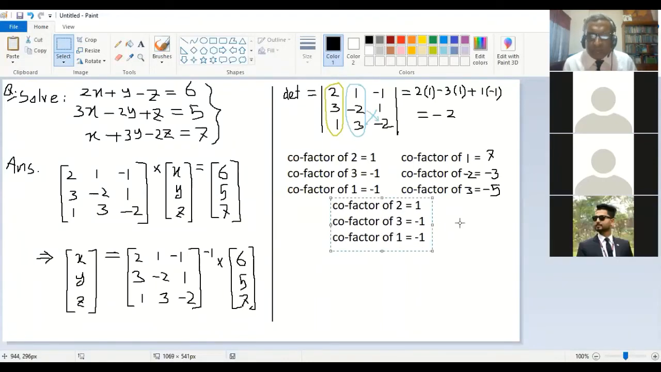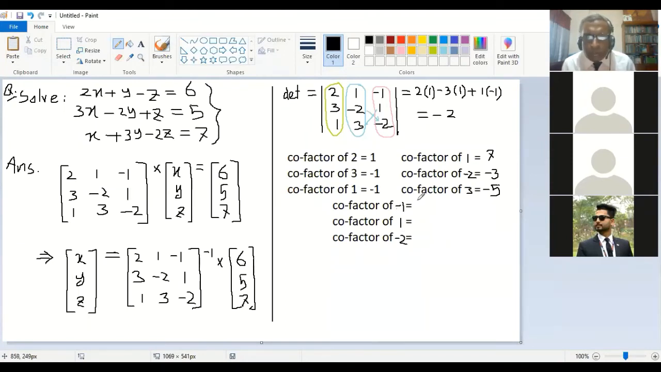-5, sir. -5. Okay, good. So let me go for the last column. What are the numbers for the last column? Numbers for the last column are -1, 1, 2, right? -1, 1, 2. So -1, 1, 2. What will be the cofactor of -1? And then the cofactor of 1, and then the cofactor of -2.